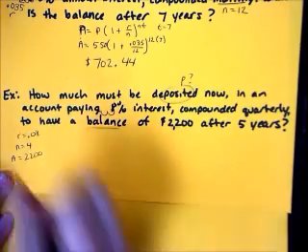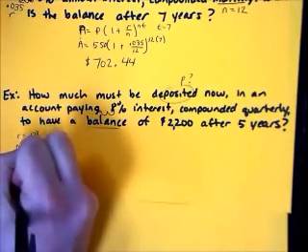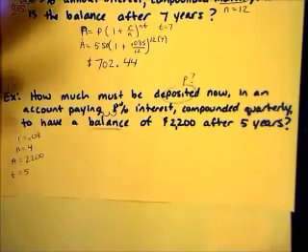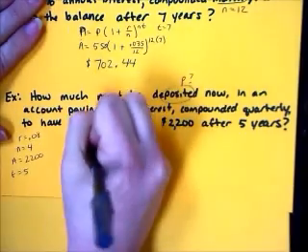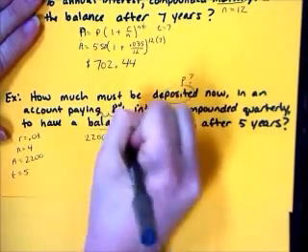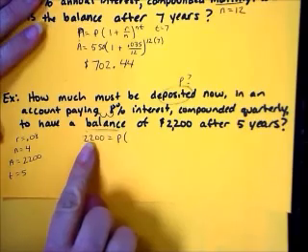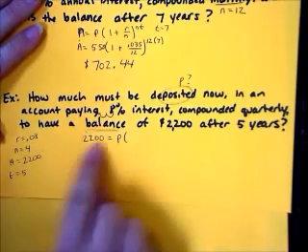So 2,200 equals, we don't know how much we're going to put in. That's what we want to try and find. We know we want $2,200. We know all these other things. So we're going to see how much do I need to deposit now. So P, we've got 1 plus 0.08 divided by 4 raised to the 4 times 5.